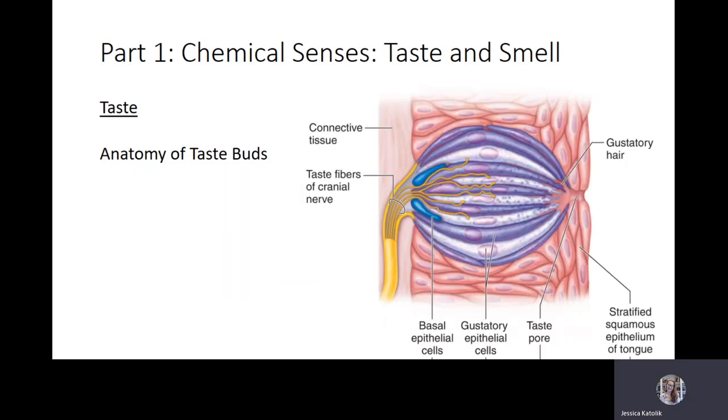Here's a bigger picture so you can see some of the structures. In dark blue and light blue, we have the gustatory epithelial cells with these gustatory hairs, little extensions that come off of these cells. This is where the chemoreceptors are located. Again, in yellow over here, we have the sensory neuron, and the gustatory cells will send neurotransmitters to the sensory neuron to activate it when a particular chemical has bound to the chemoreceptors. And over here, we have the basal epithelial cells.